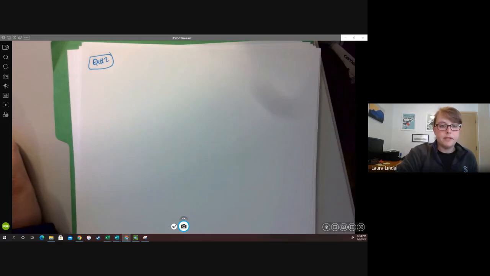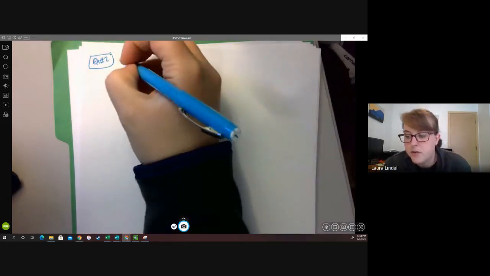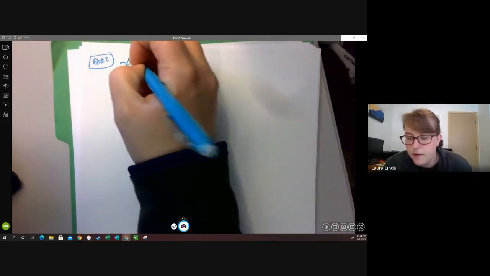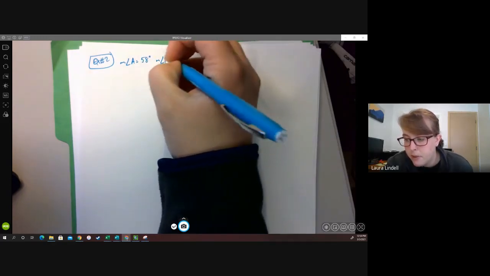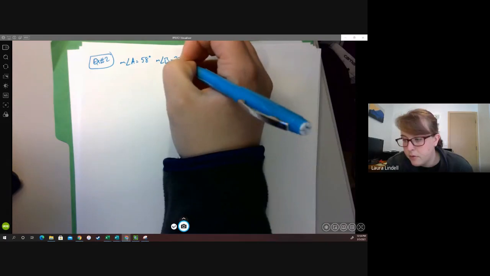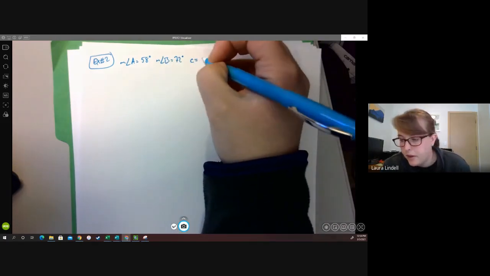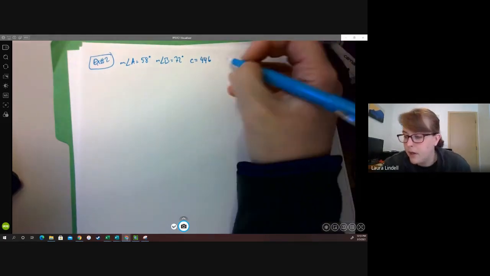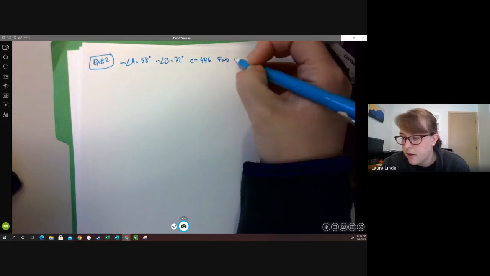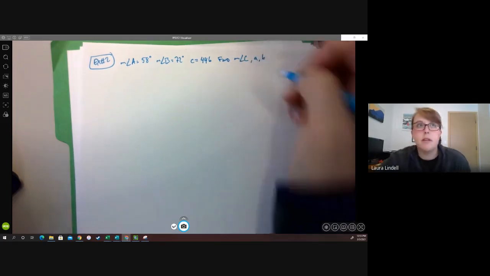This time, I'm going to tell us some information, and we're going to need to draw the picture based off of that. So for this triangle, measure of angle A is 58 degrees. Measure of angle B is 72 degrees. And side length C is 446. And we need to find measure of angle C, side length A, and side length B.